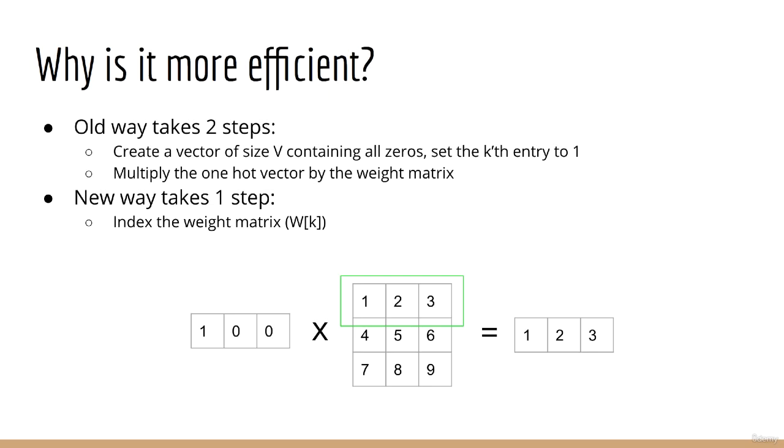So here's a shortcut. The old way of doing this took 2 steps. First, we had to create a one-hot encoded vector and set the kth entry to 1. Second, we had to multiply this one-hot encoded vector by the weight matrix. The shortcut way of doing this takes only 1 step. We simply index the weight matrix at the row k. This is obviously much more efficient than creating a one-hot vector and then doing matrix multiplication.